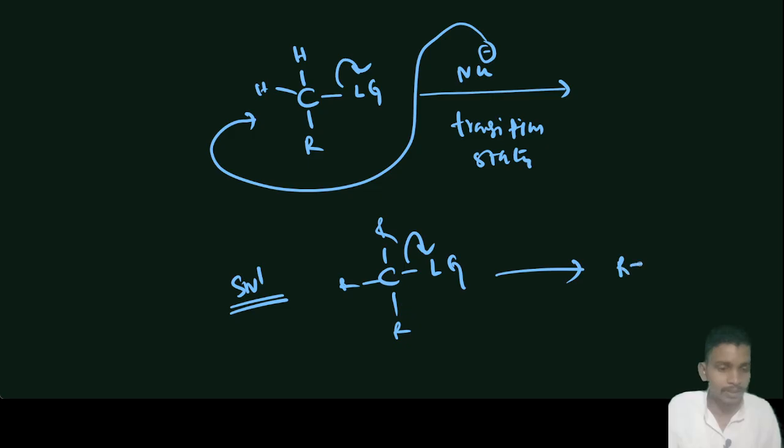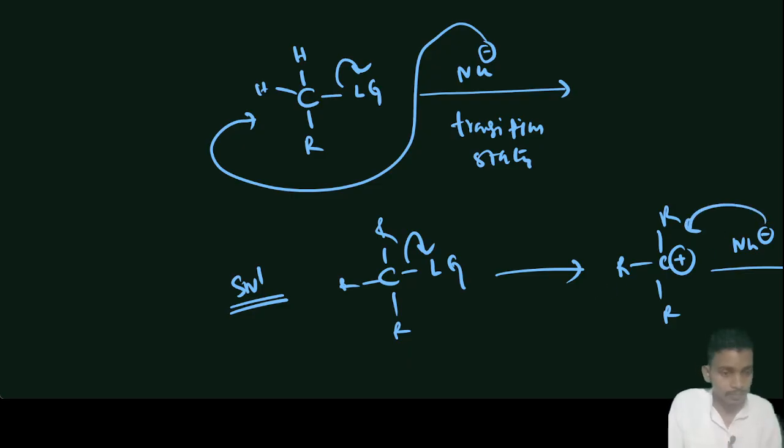Then the carbon center has a positive charge. It means this is highly electrophilic, and now any nucleophile, good or bad, will attack and add at the same site where the leaving group was. The nucleophile comes to the same site as the leaving group. So this is called an SN1 reaction.